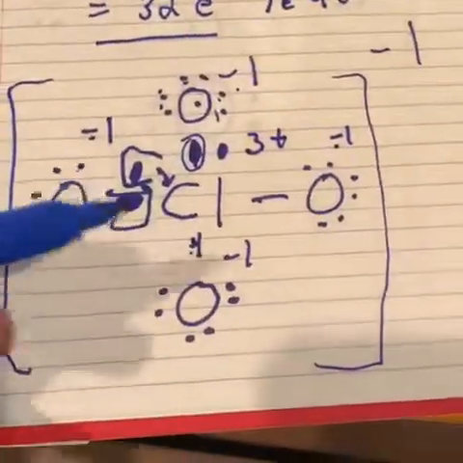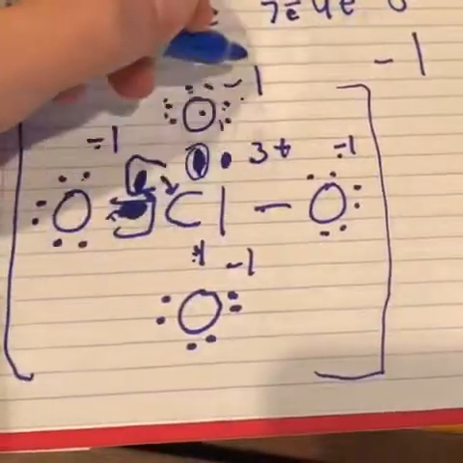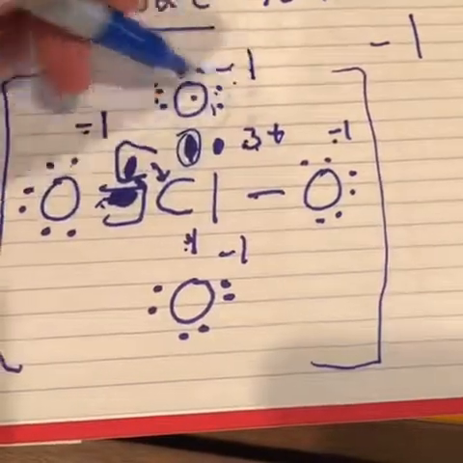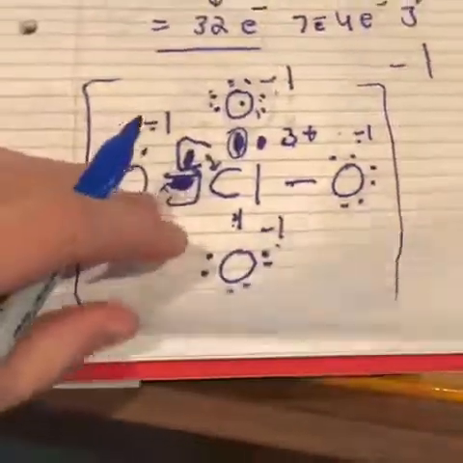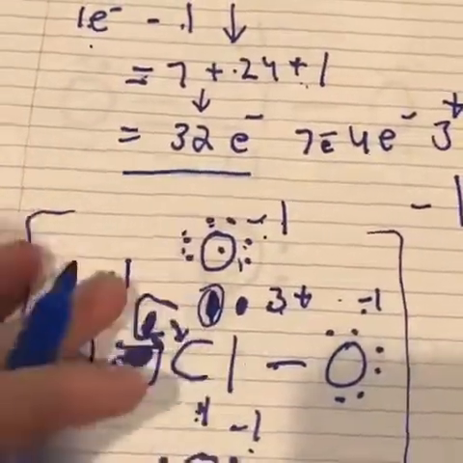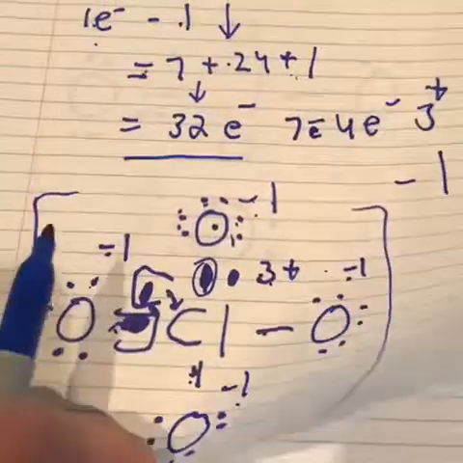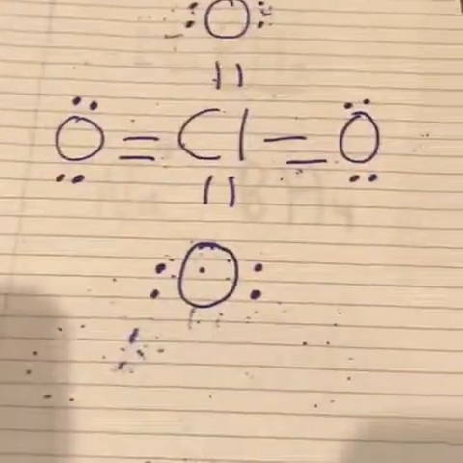But is there a way to draw this Lewis structure which minimizes these charges? Because this is a lot of charges. 3 plus, and 1 minus, 1, 1, 1. Can we get rid of those things? That's the question. That's what you have to do to find the best Lewis structure. It also could be considered a resonance structure, actually. So how are we going to do this? We're going to go over here.